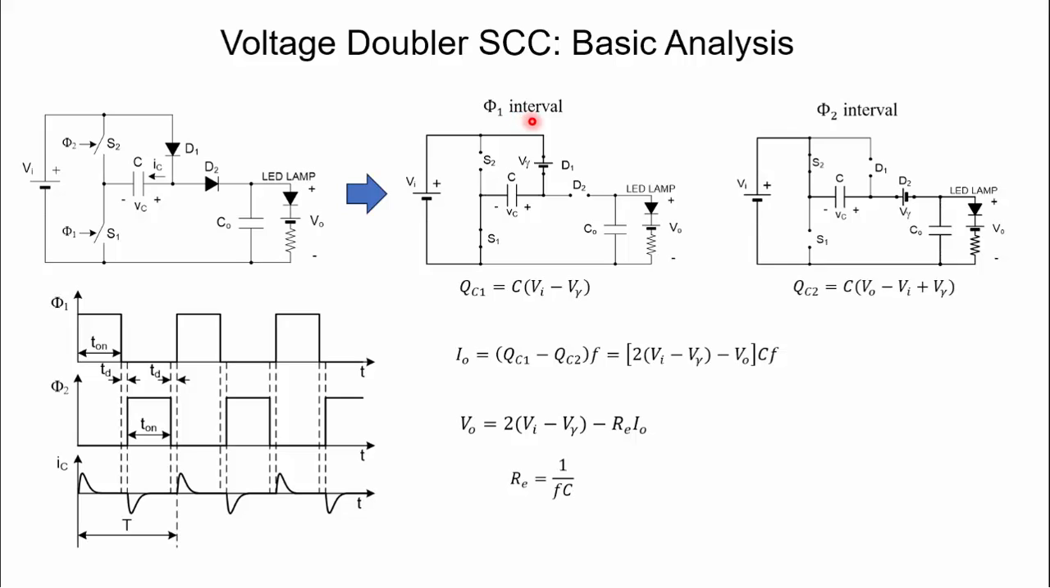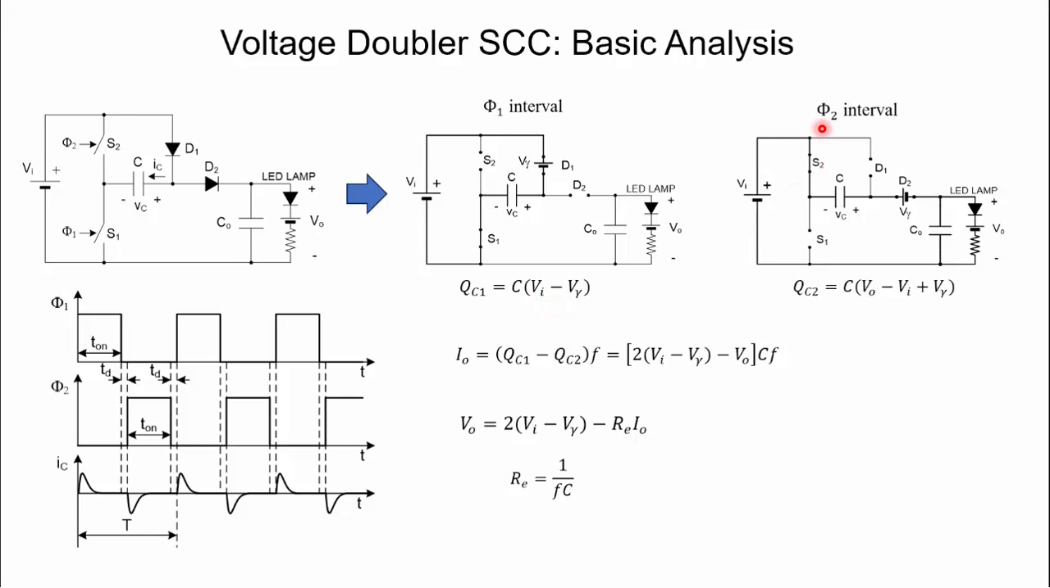In interval phi 1 we have switch S1 closed, so we are charging capacitor C through diode D1 in this way. So capacitor C is going to be charged up to a voltage which is equal to Vi minus V gamma. V gamma is the forward voltage of diode D1. So this is the charge that is going to be stored in capacitor C during this interval.